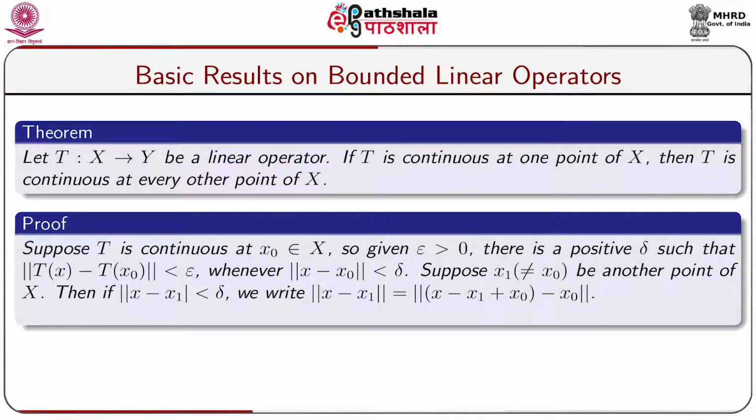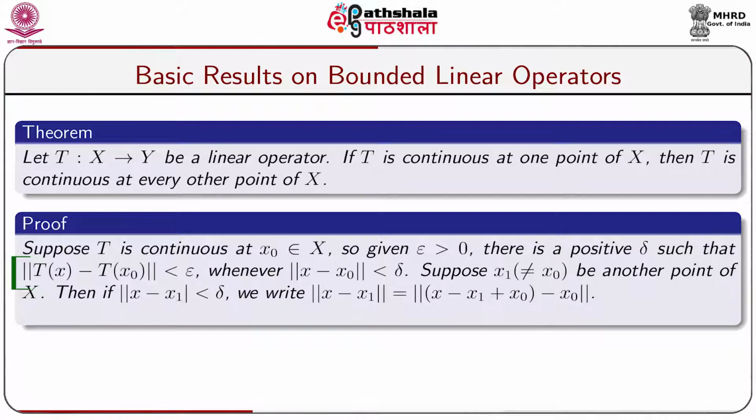Now, let us take a theorem. Let T be a linear operator from capital X to capital Y. If T is continuous at one point of capital X, then T is continuous at every other point of capital X. Now, let us take a proof. Suppose capital T is continuous at x naught belonging to capital X. So, given epsilon greater than 0, there is a positive delta such that norm of Tx minus Tx naught is less than epsilon whenever norm of x minus x naught is less than delta.